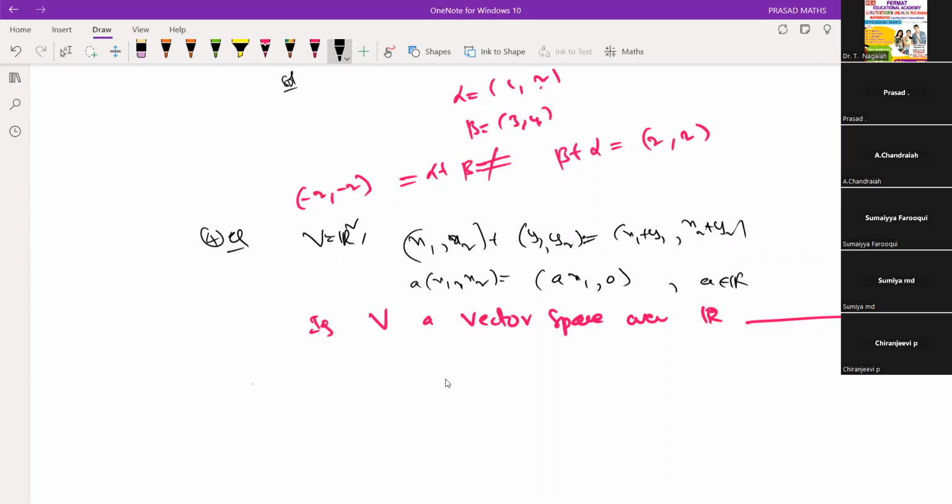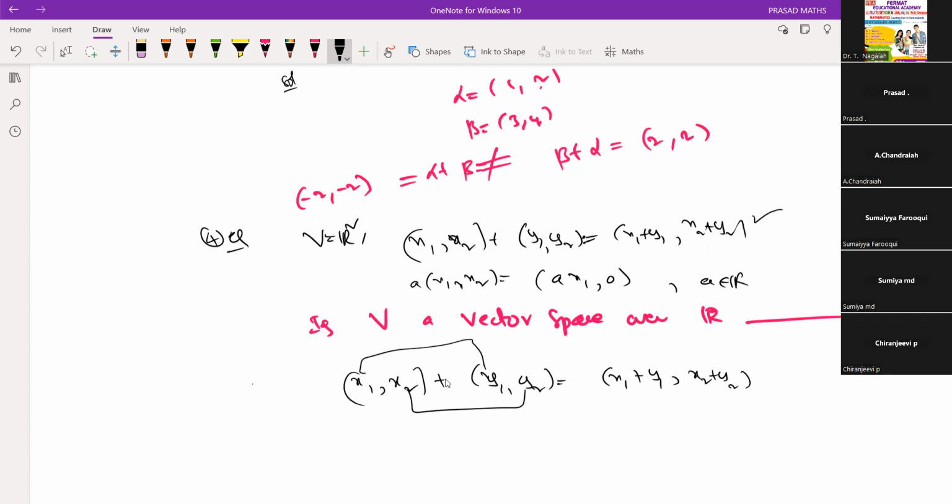There are 4 conditions. It should be an abelian group with respect to addition, it should hold the scalar multiplication property, and the last 4 properties should hold, right? The first one, there is no problem with abelian group, because it's simply the usual component-wise addition: x1, x2 plus y1, y2 is component-wise addition. This plus this, this plus this.